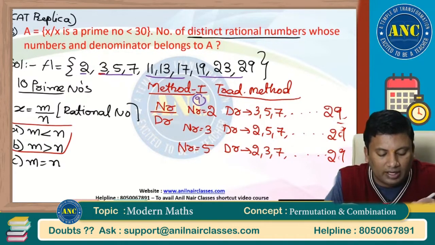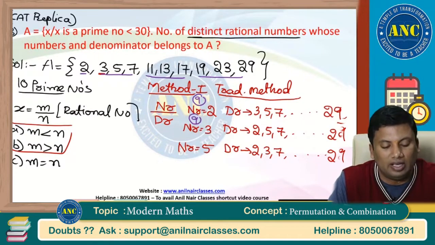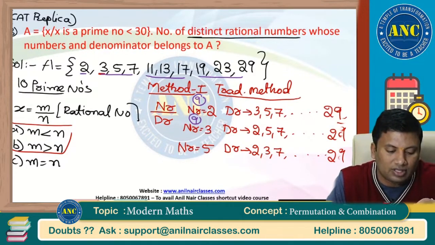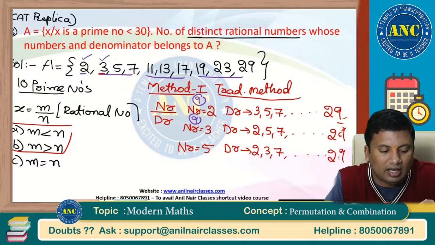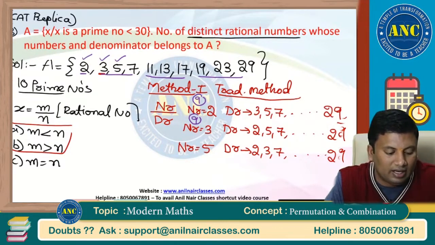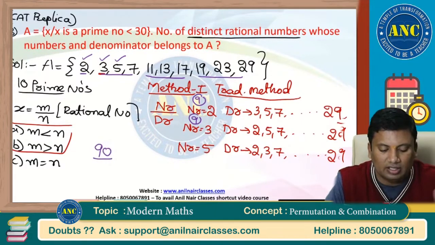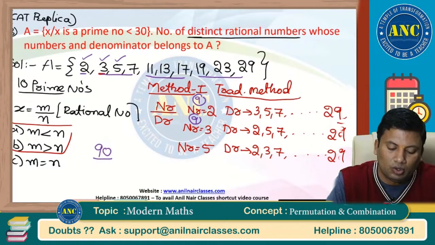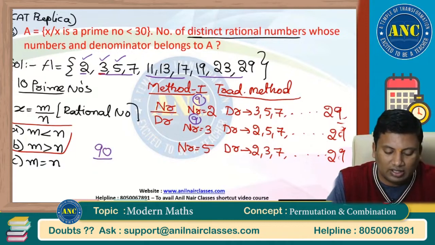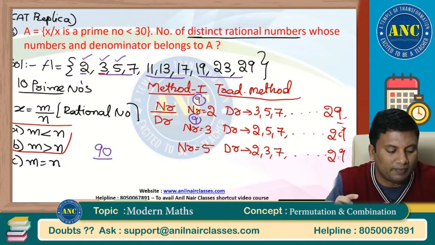Similarly, if the numerator is 3, it will take 9. So each value takes 9, 9, 9, 9, 9, 9. Like that 10 values are there. 10 9s are 90. All the cases we got: 2 by 3 we got, 2 less than 3, 3 by 2 also we got. 90.